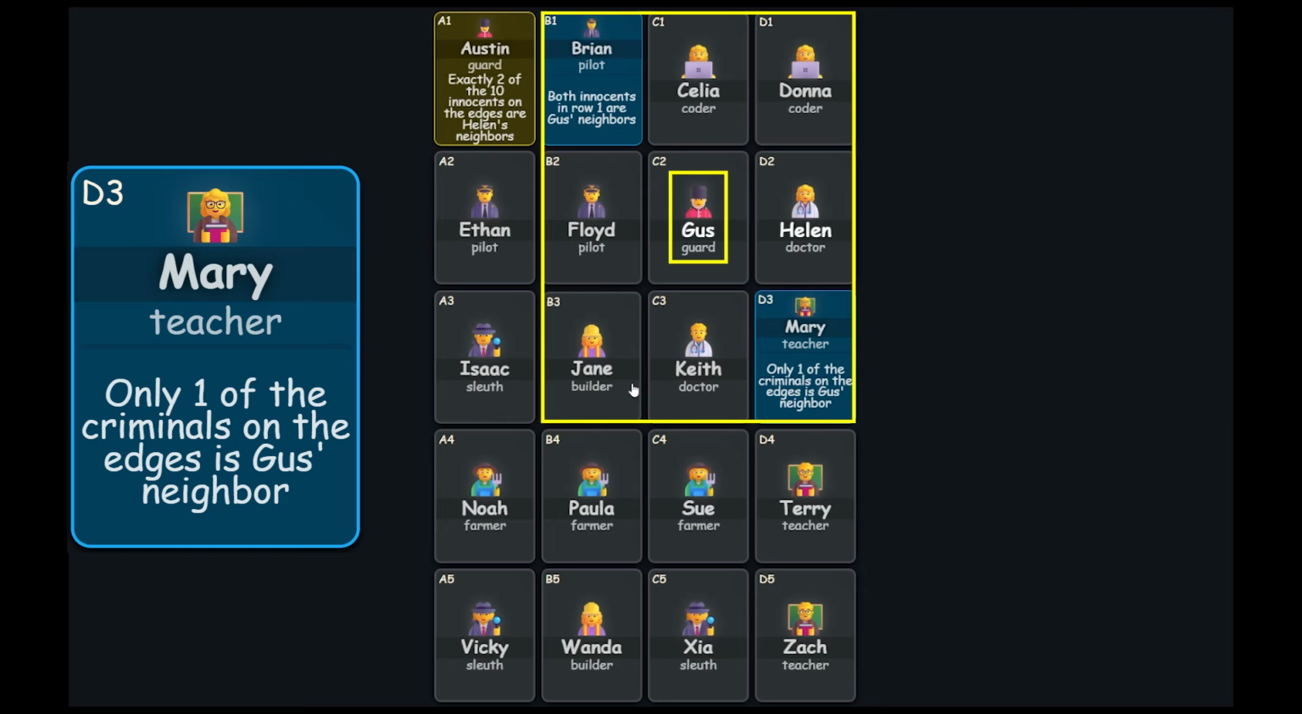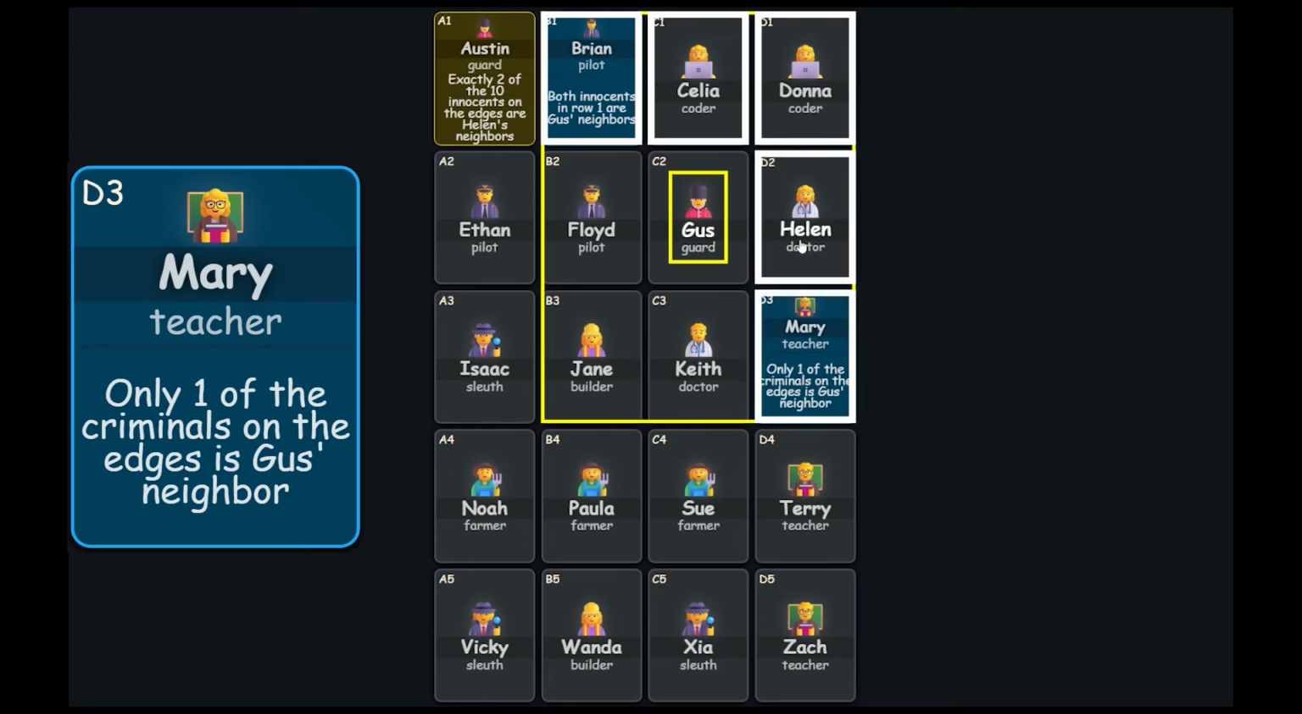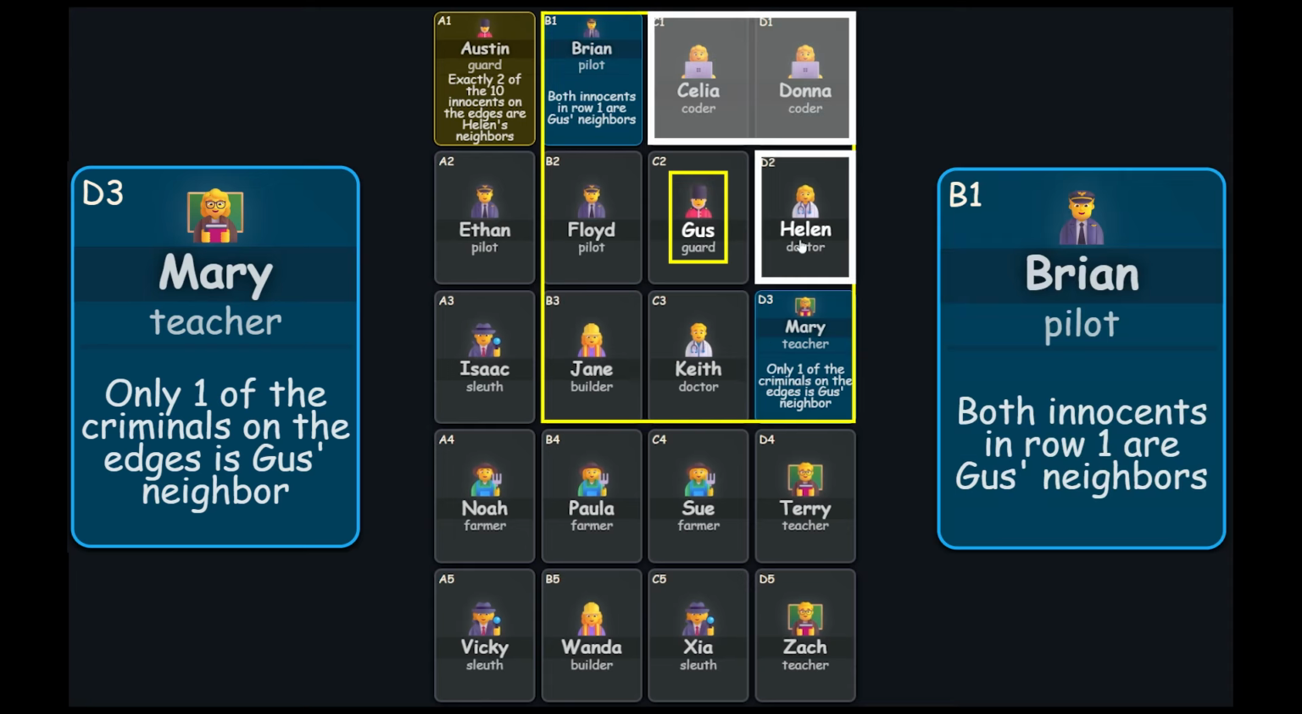Only one of the criminals on the edges is Gus' neighbor. Similarly as before, these are Gus' neighbors on the edges, and we know either Celia or Donna is a criminal. So the only remaining neighbor on the edges must be innocent.